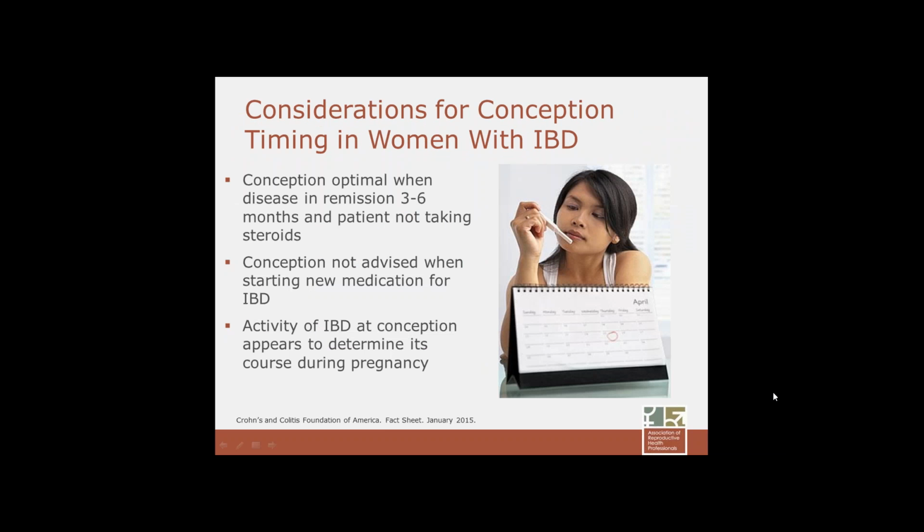So again, some considerations for conception timing: it's optimal when disease has been in remission for 3 to 6 months, and remission means that they are well on a non-steroid therapy. So if you are on steroids and well, that does not count as remission. Conception is not advised when we are starting new medicines for IBD, because, again, you want it to be a stable remission. And, again, as I said, the activity of IBD at conception is what appears to drive and determine the course of disease during that pregnancy. Next slide.